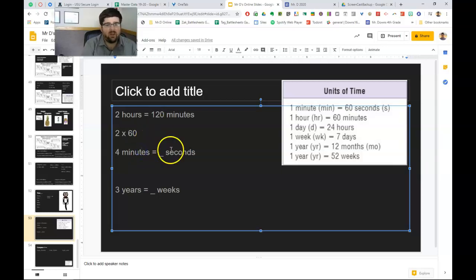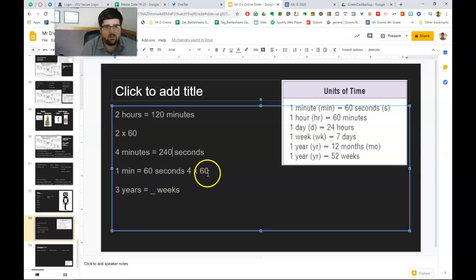This next one, 4 minutes into seconds. So 1 minute, it says over here, equals 60 seconds. So I have 4 minutes, which is four groups of 60. So that would be the same as 60 plus 60 plus 60 plus 60, which is 4 times 60. We know that 4 times 6 is 24. I can add that 0 back on, and then that is 240 seconds.